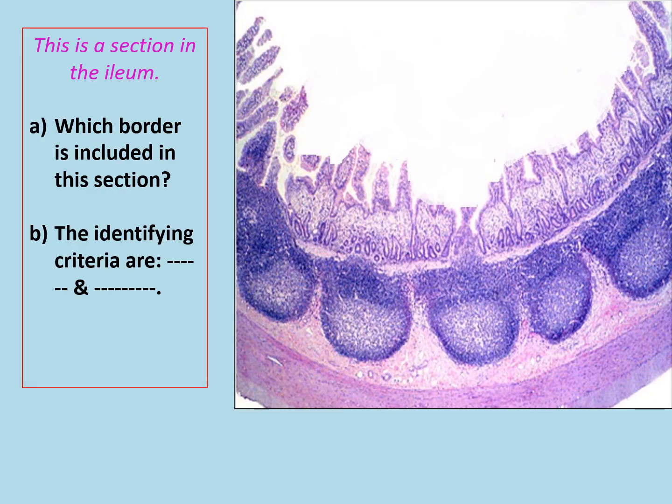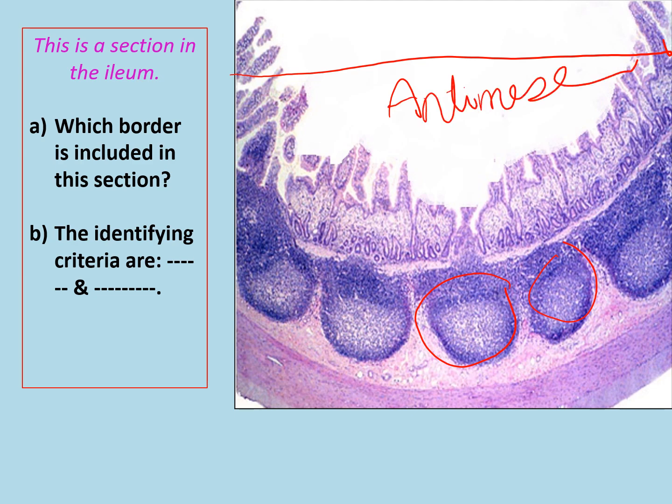Now let's have this question. This is a section in the ileum. How do we know that this is ileum? Because of the presence of this follicle, which is a Peyer's patch. Which part of the ileum is included in this section? Is it mesenteric or anti-mesenteric? Due to the presence of lymphatic follicles, it is the anti-mesenteric border. Excellent.